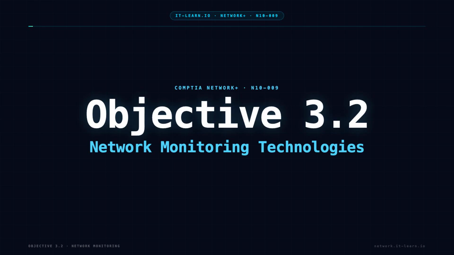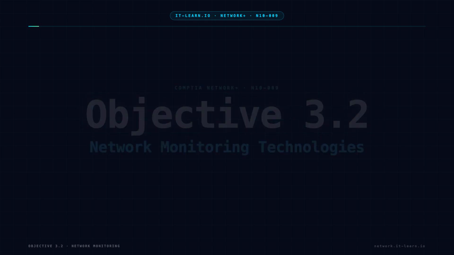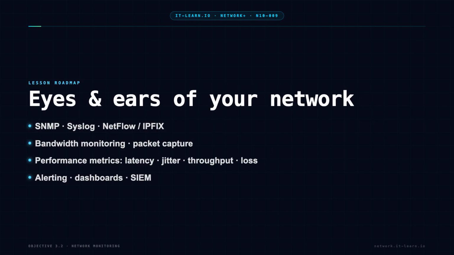In this lesson, we are covering Objective 3.2. Given a scenario, use network monitoring technologies. Monitoring is the eyes and ears of your network. Without proper monitoring, you are essentially flying blind, unable to detect problems until users start complaining. Let's explore the tools and technologies used to keep watch over network health.